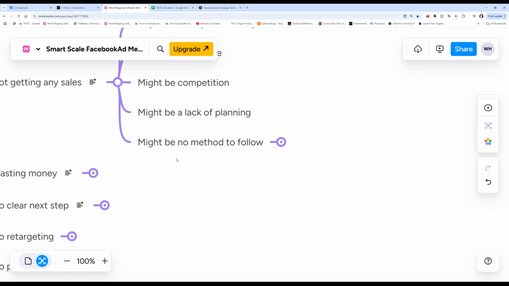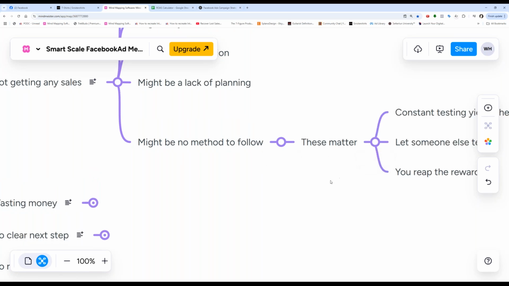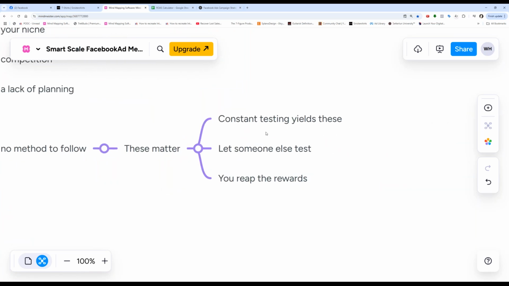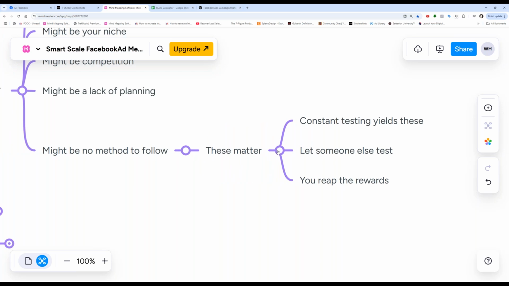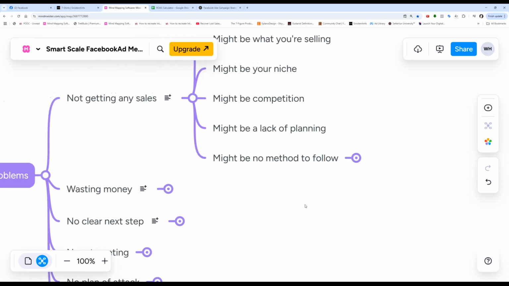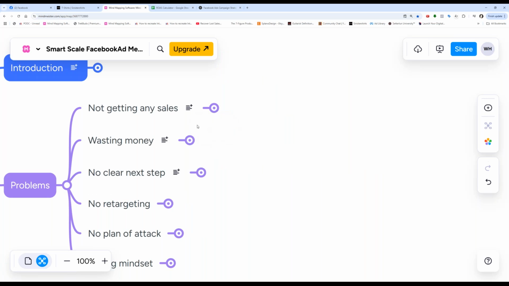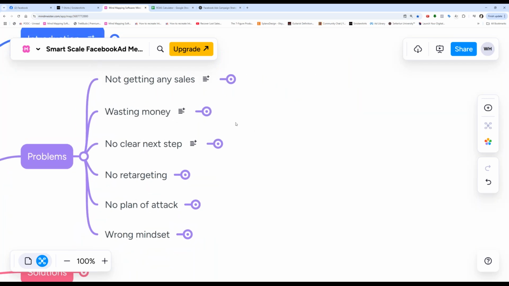That leads me to the last one here, which might be no method to follow. Methods matter. You want to be constantly testing these. Let someone else test, so I don't have to put the yields in there, and then you reap the rewards. Why bother testing a whole bunch of stuff on your own when you can get somebody else to test it and then you just benefit from everything that they've done? I think that's a good thing. And that's kind of where I come into the picture.